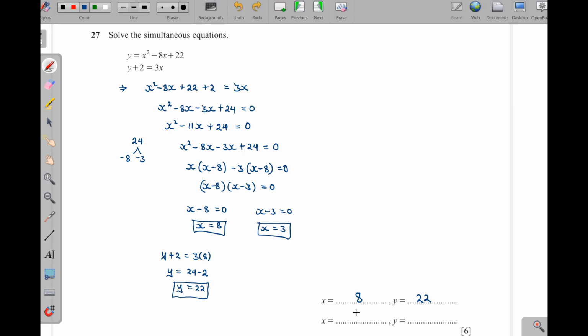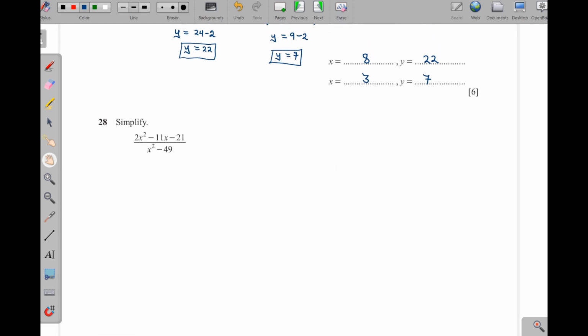Then what is the y value? So we have y again plus 2, which is equal to 3, then times 3. So meaning y will be equal to 3 times 3 is a 9, then minus 2. This one gives us a what? A 7. So that means I'll write my 7 there.